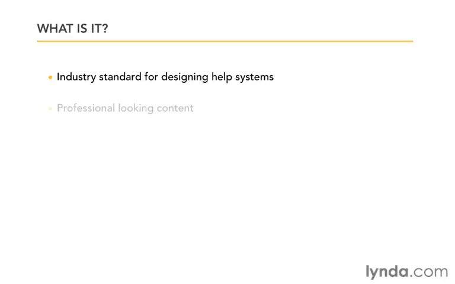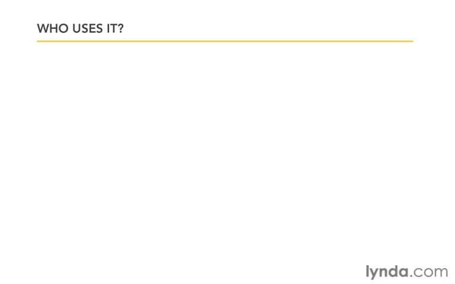Firstly, if you've ever pressed F1 or clicked the Help menu of a software application, you've likely been acquainted with the end results of a RoboHelp project. RoboHelp is the industry standard for designing help systems as well as e-learning content, policies and procedures, and knowledge bases. RoboHelp enables you to create professional-looking help content that can be published to multiple channels, including Adobe Air, mobile devices, e-book readers, and tablets. So who uses RoboHelp 9?